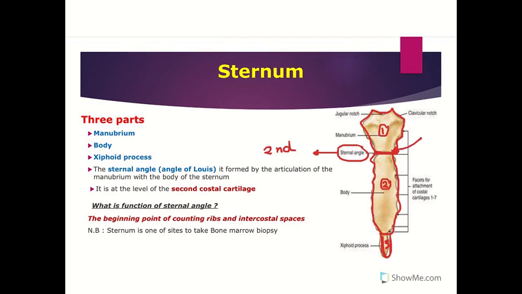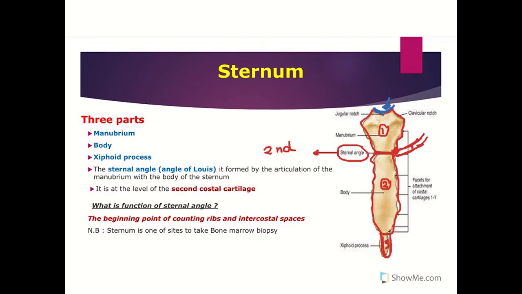So here you can identify the second costal cartilage and the posterior continuation of the rib, the second rib. So the sternal angle is very important because from here you can count the ribs and the intercostal spaces. How does this happen? If you put your index finger at the root of your neck here, you can easily feel the suprasternal notch. If you put your index finger in this place, you can find a notch called the suprasternal notch.